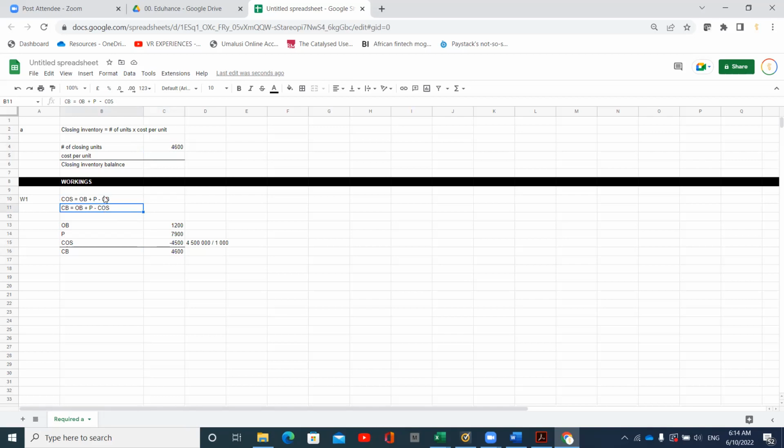Okay, we couldn't use the Rand value to calculate closing balance because we don't have these numbers in Rand value. We don't have the other numbers in Rand value. Okay, so that is why we use it for units. In most cases, you're going to use it for units, but you can also use it for Rand value.